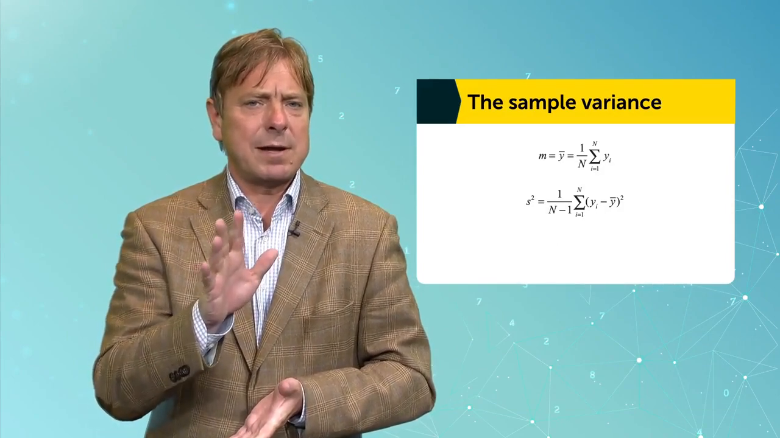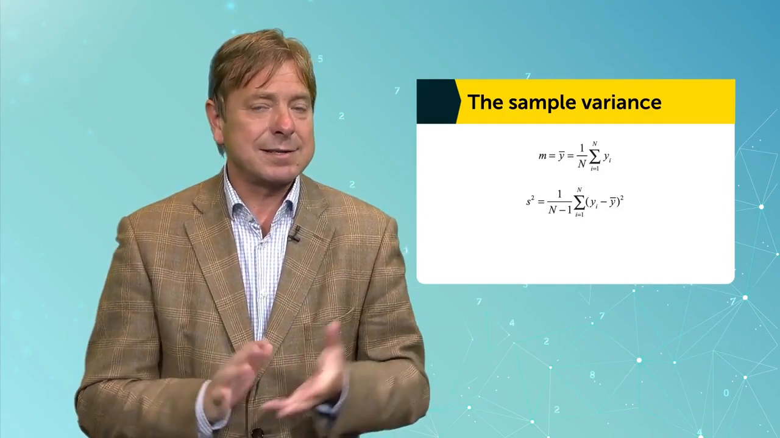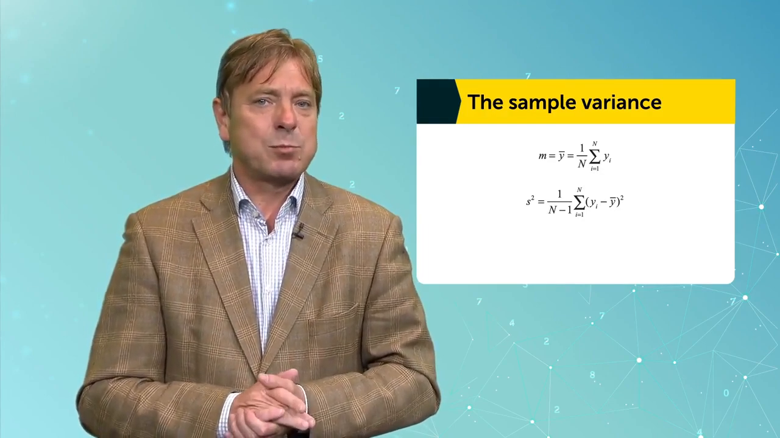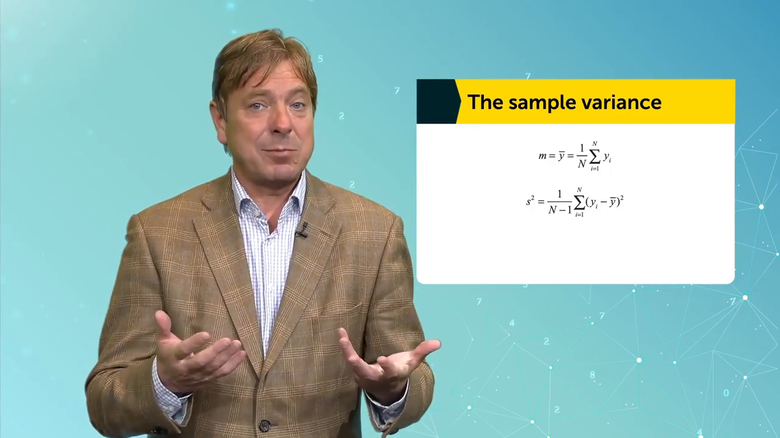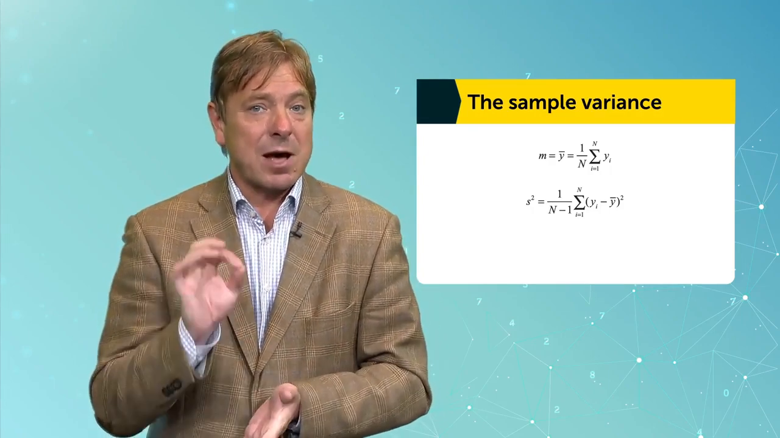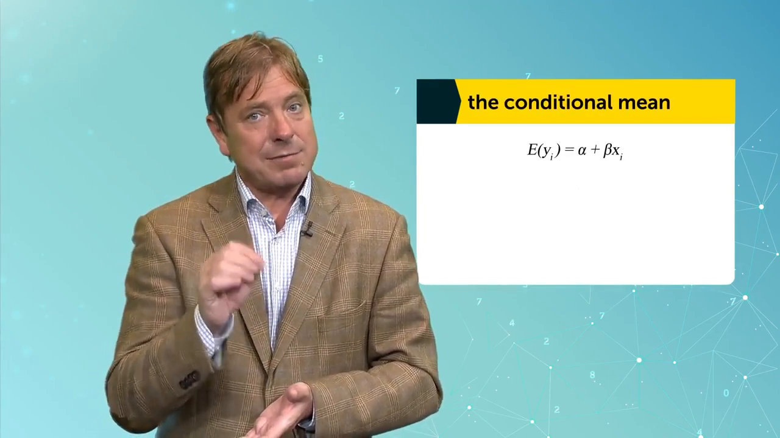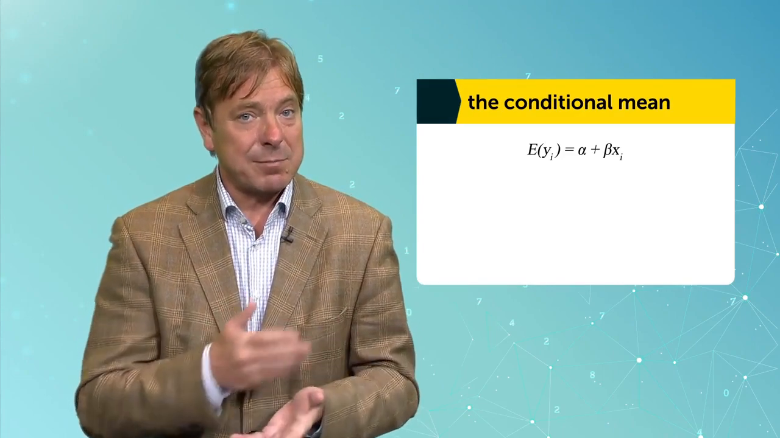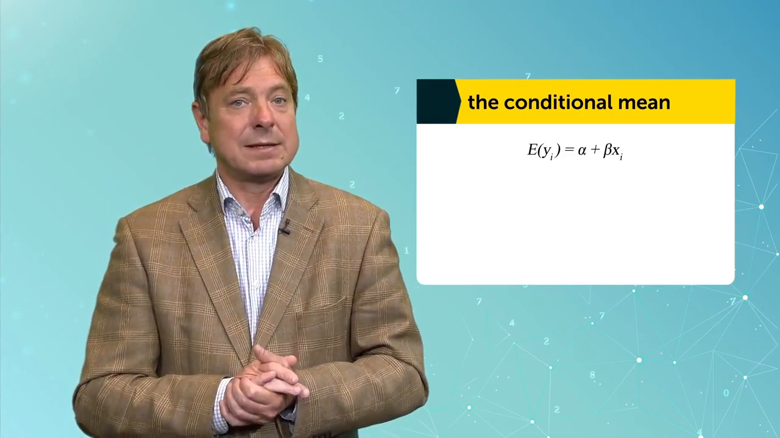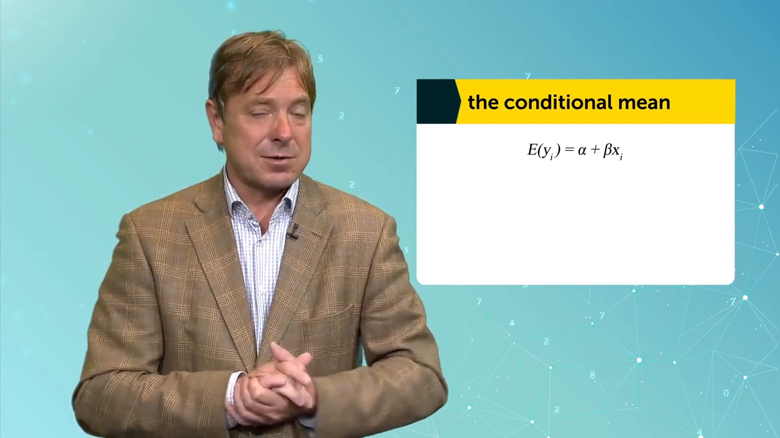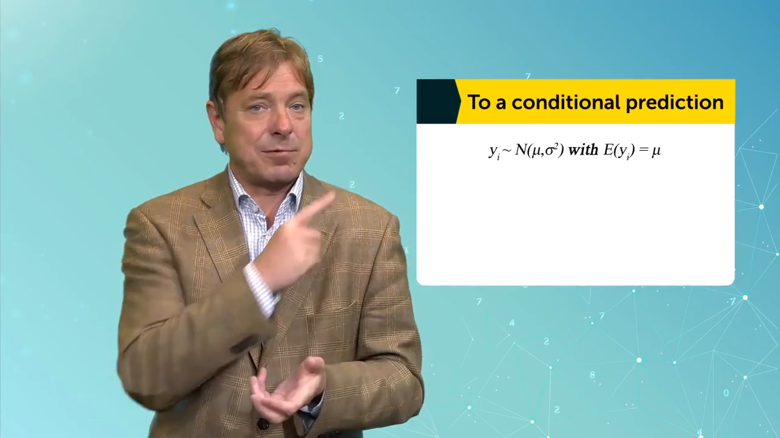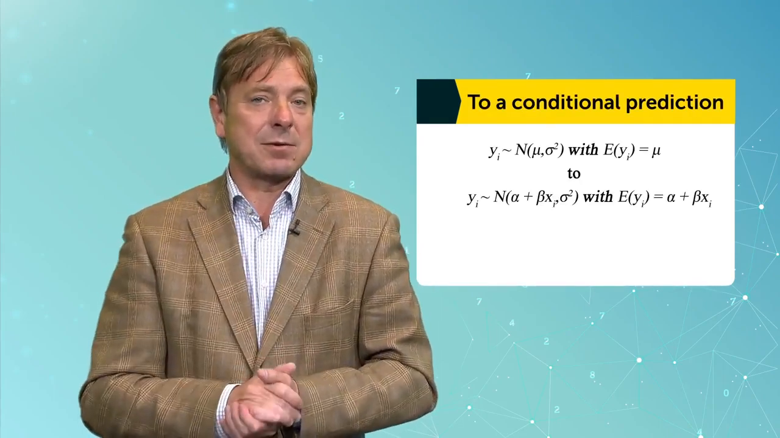No need to worry, by the way, about why we use n-1 instead of n. The idea of using one variable to predict another instead of just using the sample mean means that we move from an unconditional mean to a conditional mean. So y given a value of x. For example, the conditional mean can be written like this. So we thus move from an unconditional prediction to a conditional prediction. That is, we move from the first to the second expression on this slide.